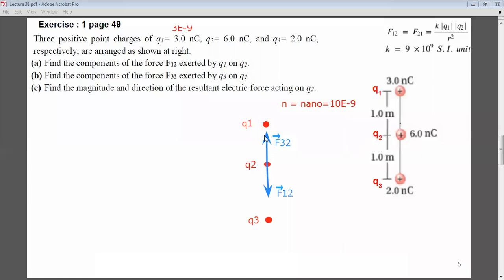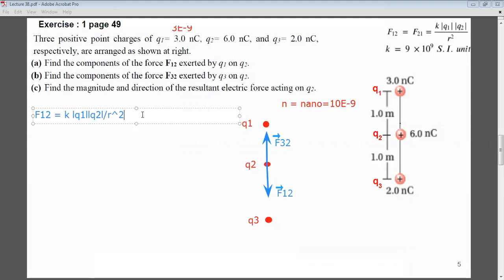Okay. Now we need to find the components. So this was just the drawing. Now we need to find the components. So what is the component for F12? F12 is equal to this formula, K absolute value of Q1 times absolute value of Q2 divided by the distance between them squared.